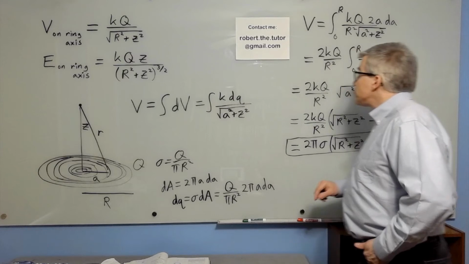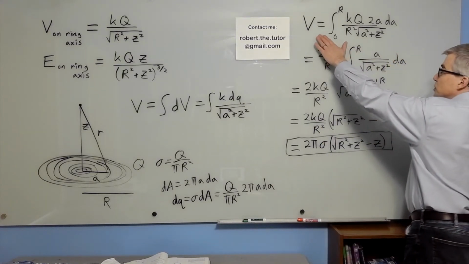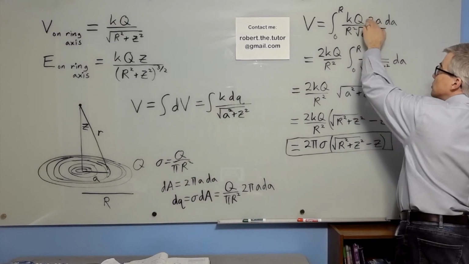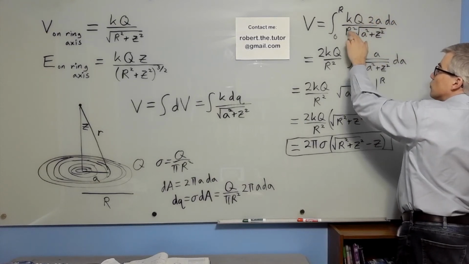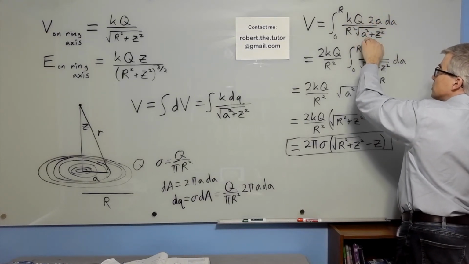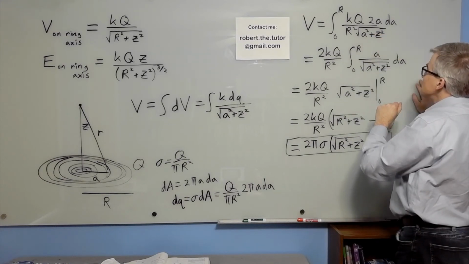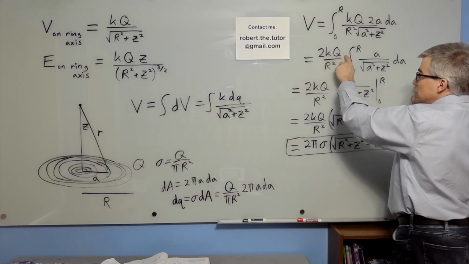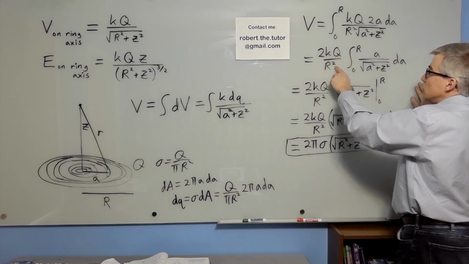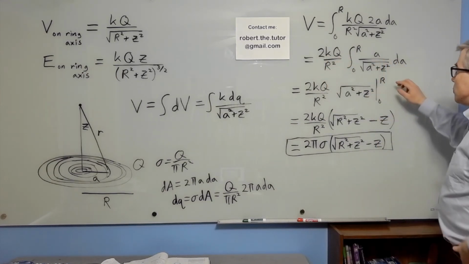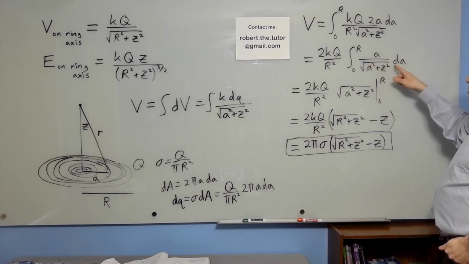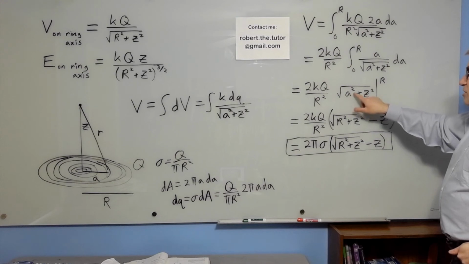When we do, we get the voltage is going to be the integral from 0 to R of kQ 2 little a da over big R squared square root a squared plus z squared. So some of this doesn't depend on a, and we can pull it out front, 2kQ over R squared. So we're left with this integral to do, a over square root a squared plus z squared. That turns out to just be square root of a squared plus z squared.